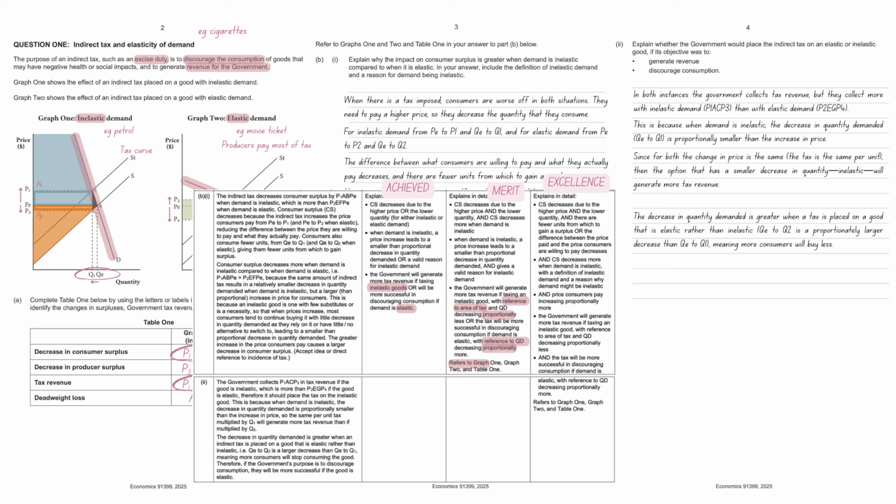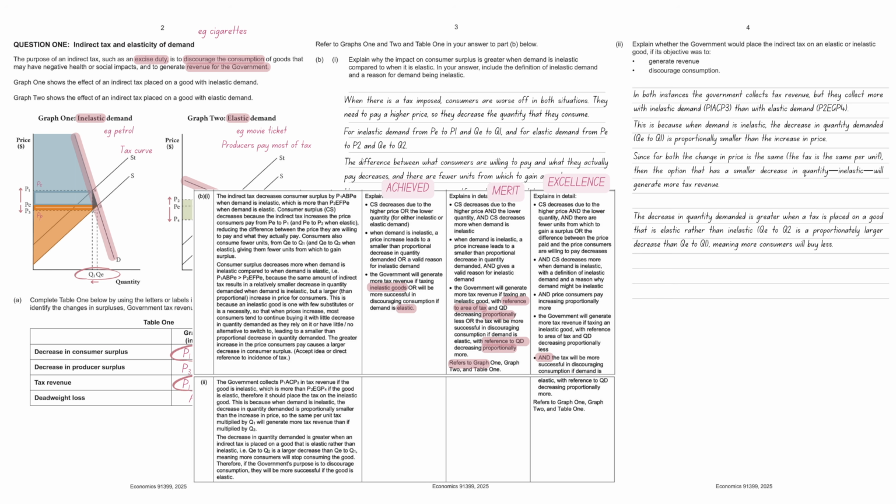To get excellence, you say the government will generate more tax revenue if taxing an inelastic good with reference to the area of the tax on the graph and saying that quantity demanded decreases proportionally less. And then you also say the other side, so saying that tax will be more successful in discouraging consumption if demand is elastic with reference to QD decreasing proportionately more, and then referring to the graphs.